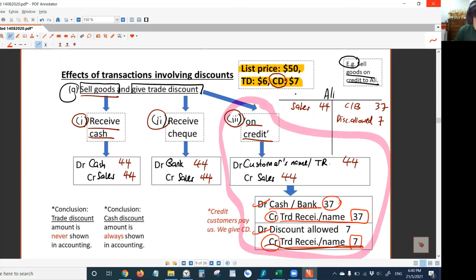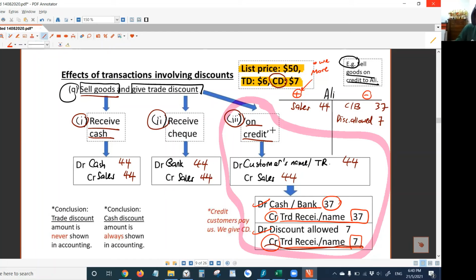So you can observe in Ali's account, Ali is our customer, right? Plus is on the debit side, minus is on the credit side, because whenever you record anything on the debit side, it makes Ali owe more to us. The credit side, the other way around.